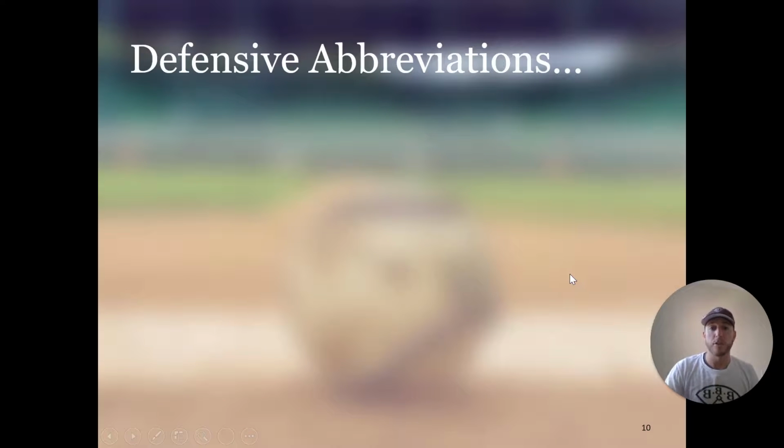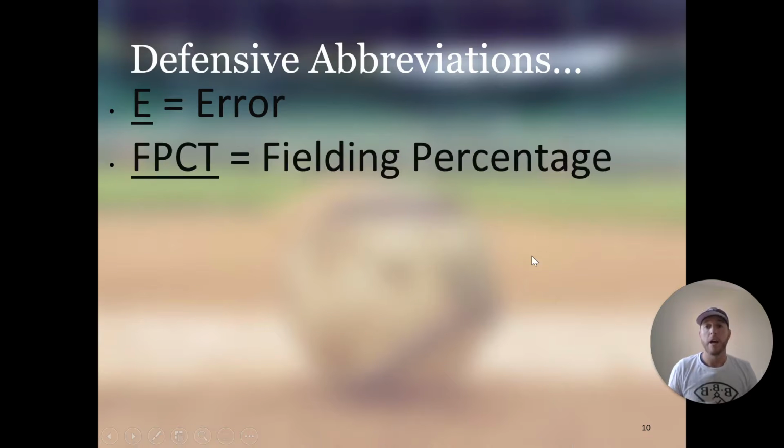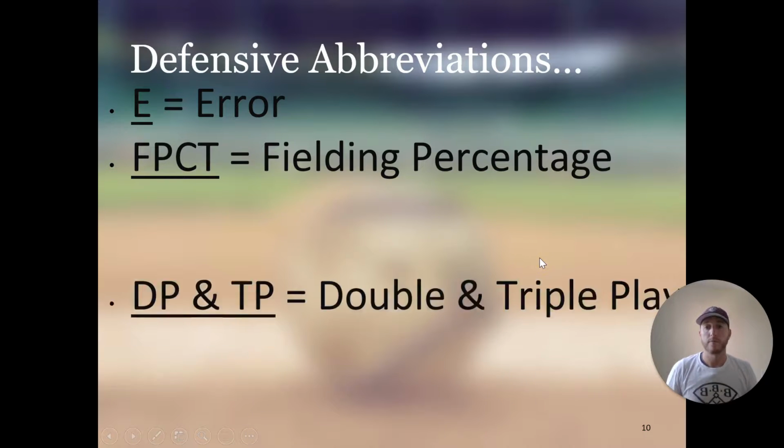Defensive abbreviations. Let's move on to the defense. E equals error, and that is basically when there's an easy play that the fielders just booted or they didn't get the out. That would be called an error. FPCT is fielding percentage. Now this is how many chances you have divided by the amount of outs that you get. So it's basically your fielding percentage accounts for errors. So if you have a 95% fielding percentage, that means that 5% of the time you make an error.